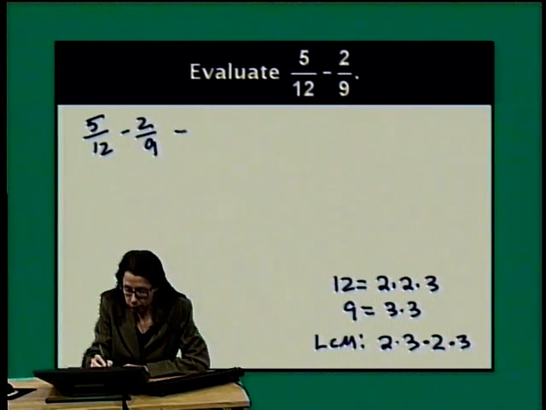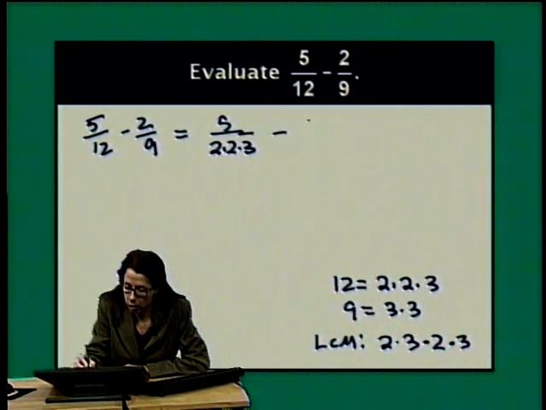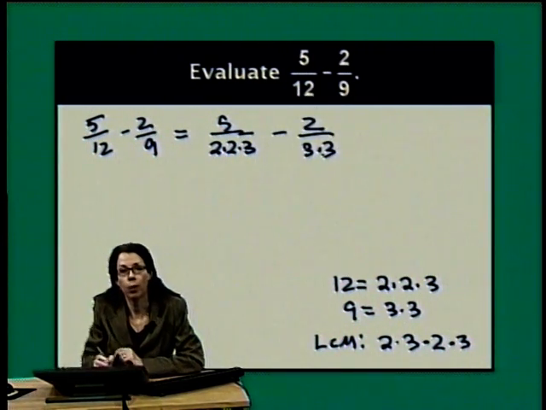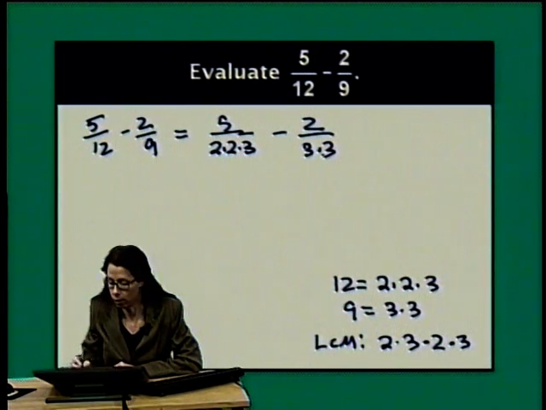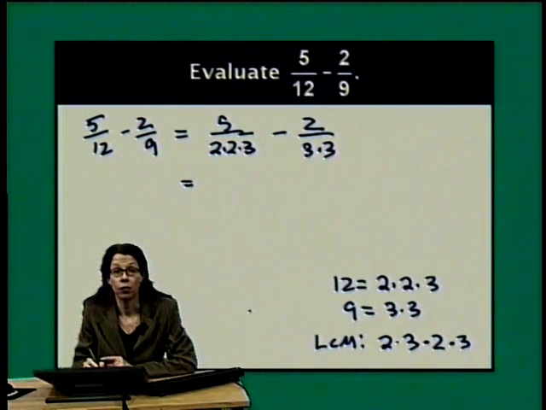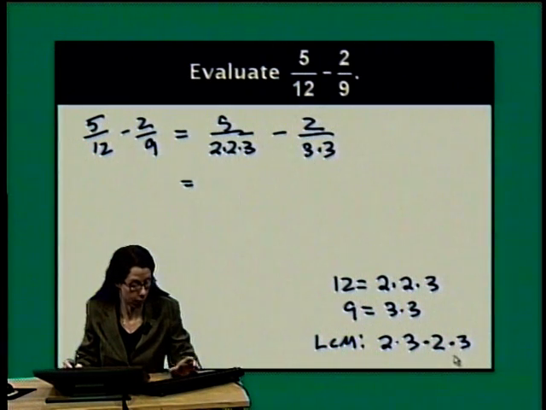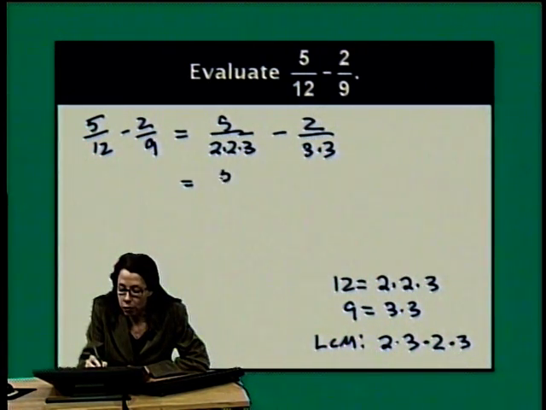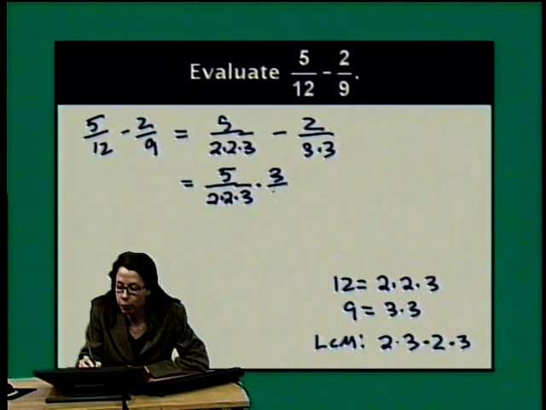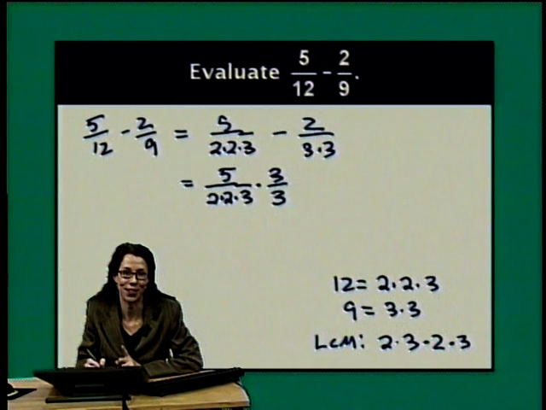So now that I have everything factored, I want to think about the appropriate form of 1. Well, here's my least common multiple down at the bottom of the screen. Looking at the denominator of my first fraction, I see that I need one more factor of 3 in order to get the least common multiple that I'll be using for my denominator. So I'm going to multiply this first fraction by 1 in the form of 3 over 3. So I get that missing factor of 3.